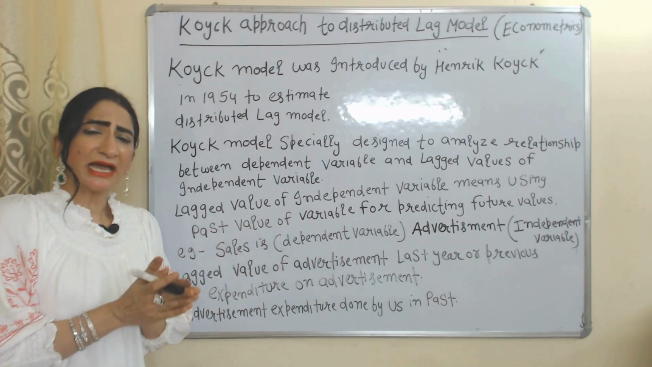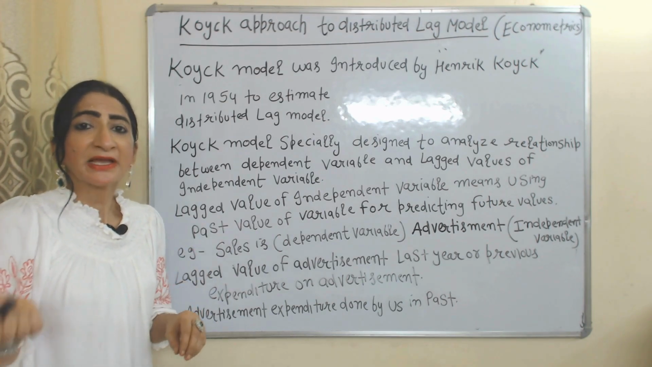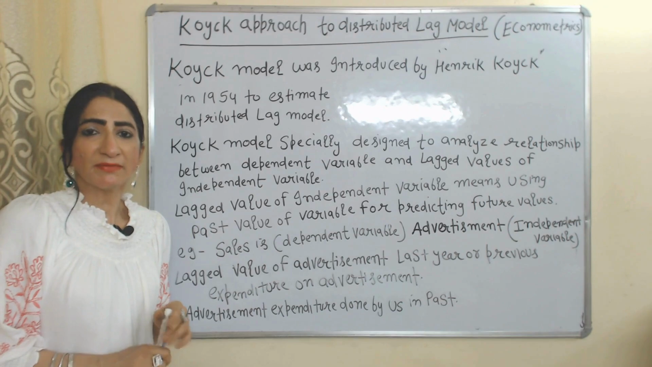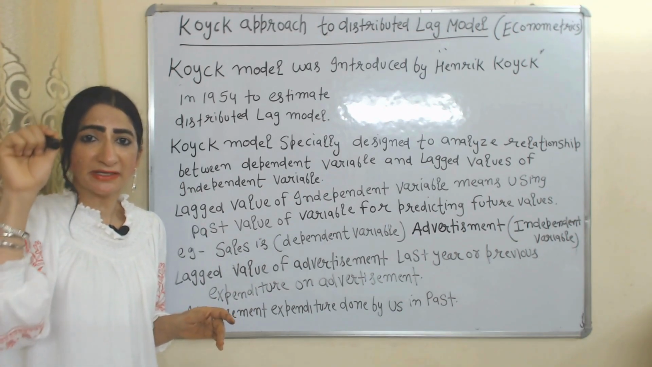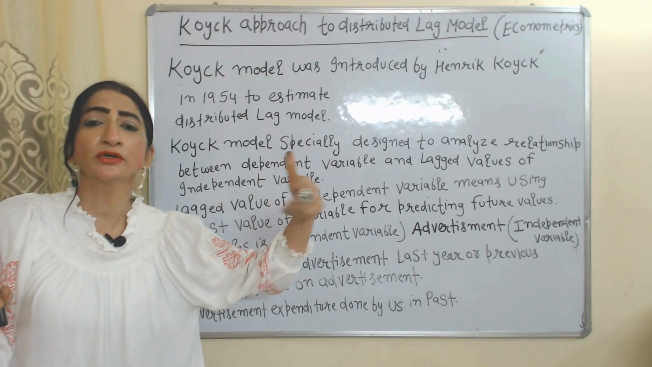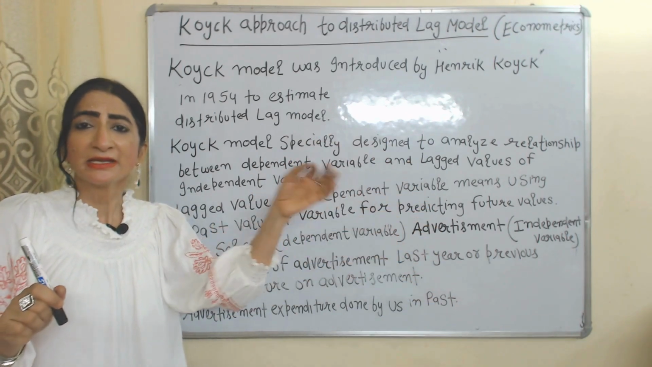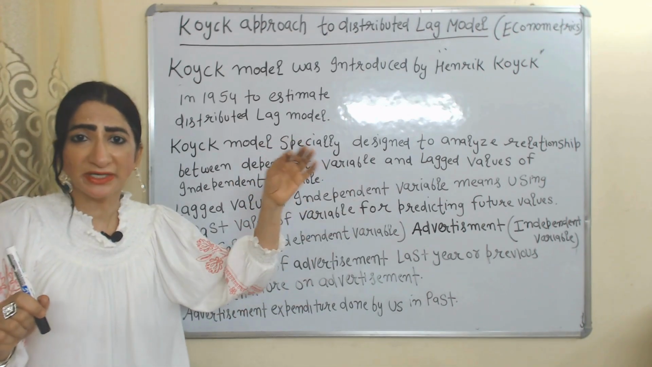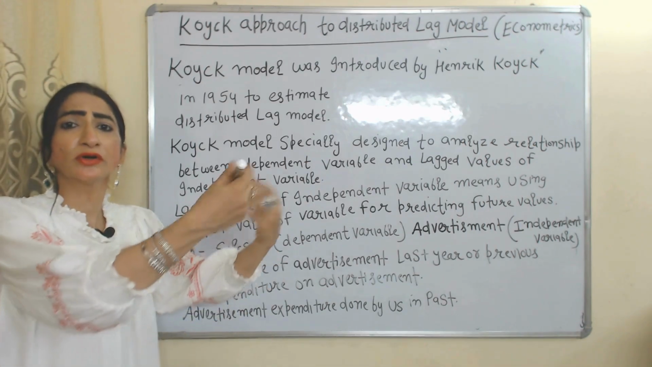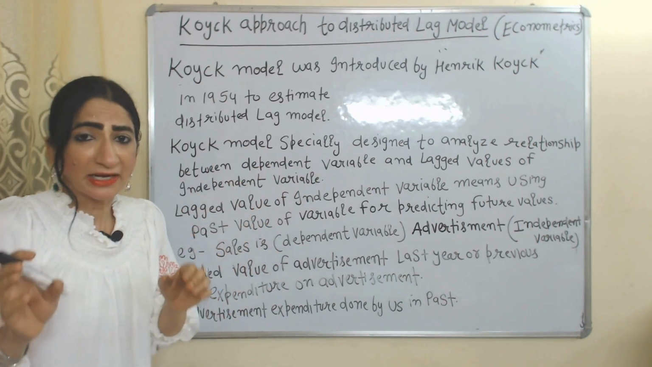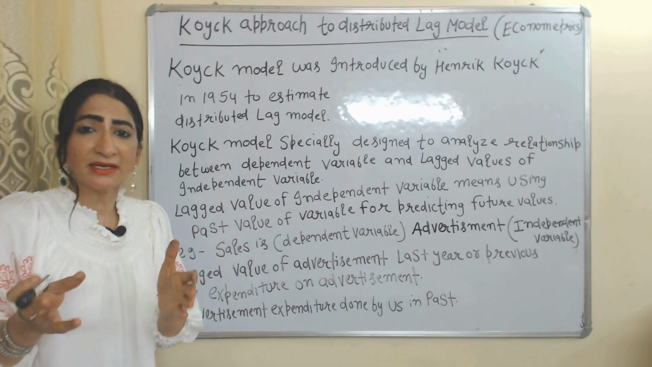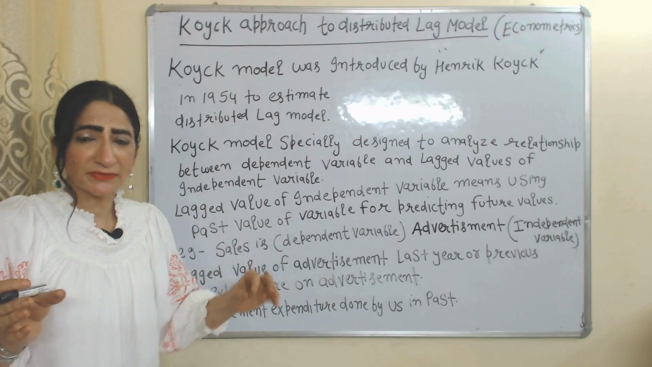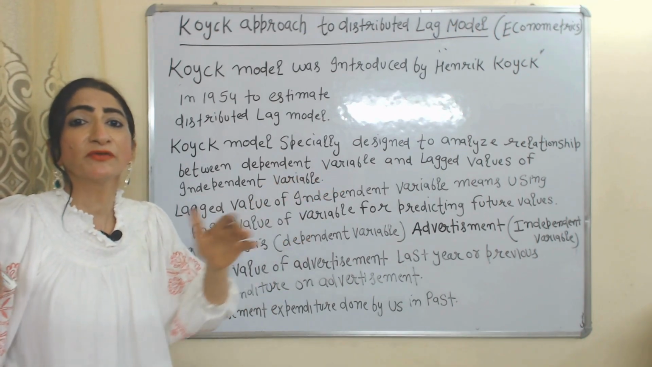What do you mean by lagged value of independent variable? Lagged value of independent variable means the past value of the independent variable which we use in order to predict future value. And Koyck model is mainly designed to analyze the relationship between dependent variable and lagged value of independent variable.